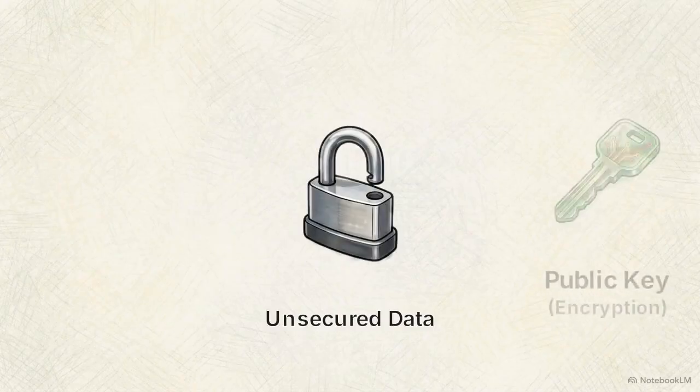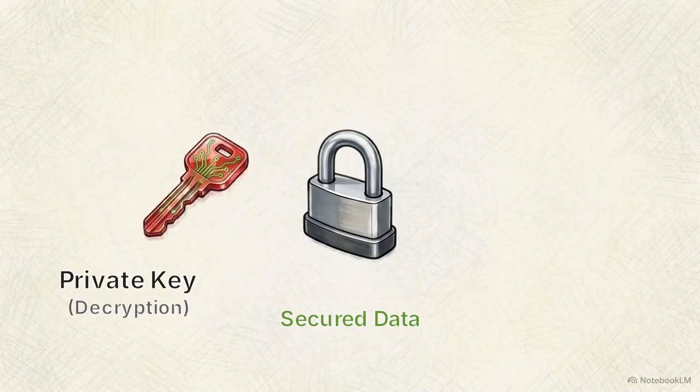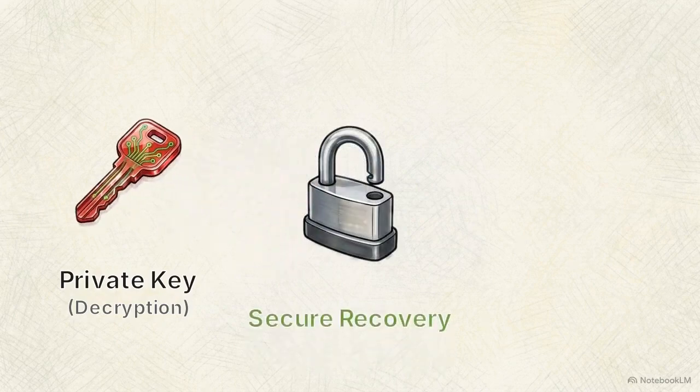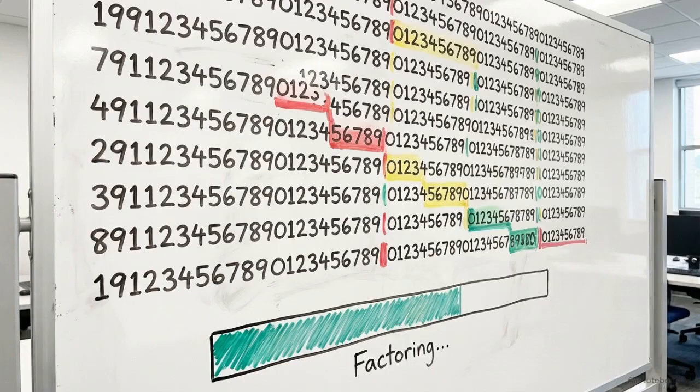Asymmetric encryption, specifically the RSA algorithm, provides the solution. It utilizes a paired, mathematically linked public key and private key. Asymmetric cryptography solves the secure communication problem by separating the key used for encryption from the key required for decryption. RSA secures data by leveraging the mathematical difficulty of factoring extremely large numbers.